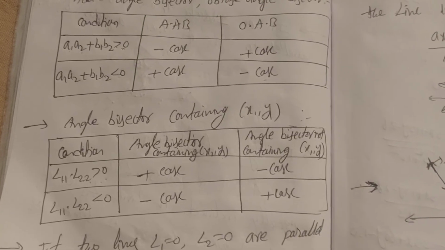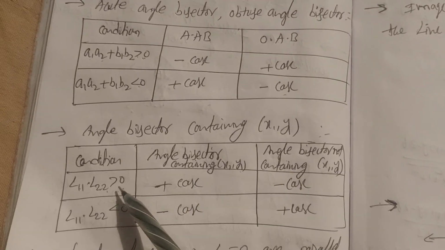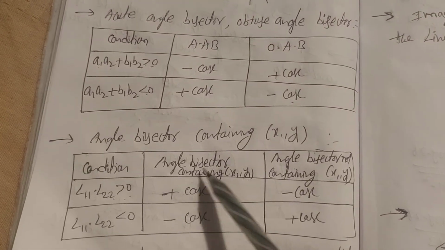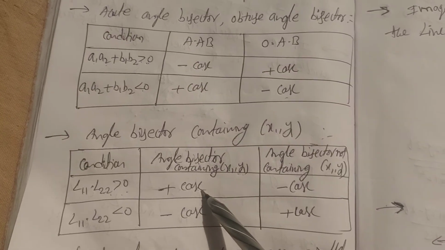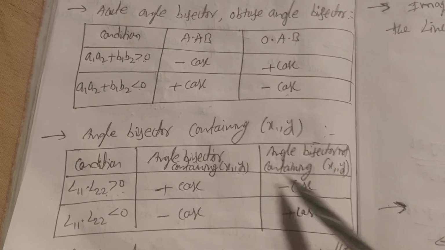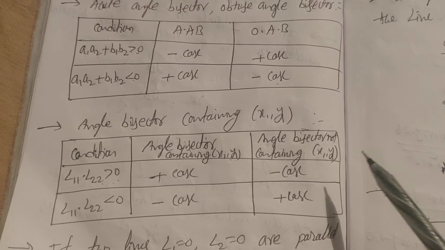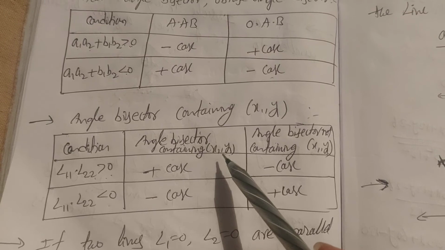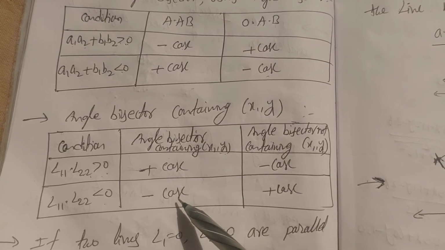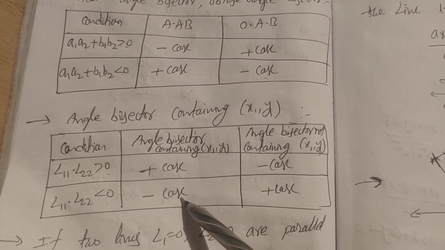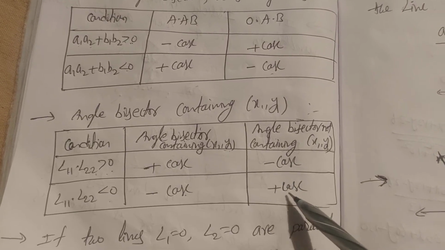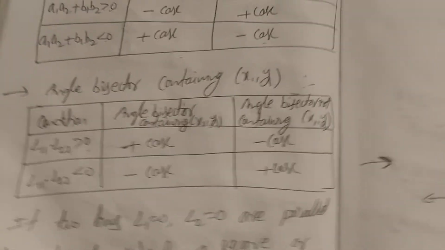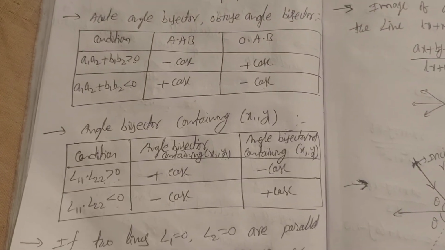Next one, same way, if the angular bisector contains x1 comma y1 in the positive case, then in the negative case it is not containing, very clear observation. If L11 into L22 is negative, then the angular bisector containing x1 comma y1 is the negative case. Automatically in the positive case, x1 comma y1 is not lying. So these are the two important tables, we just remember.